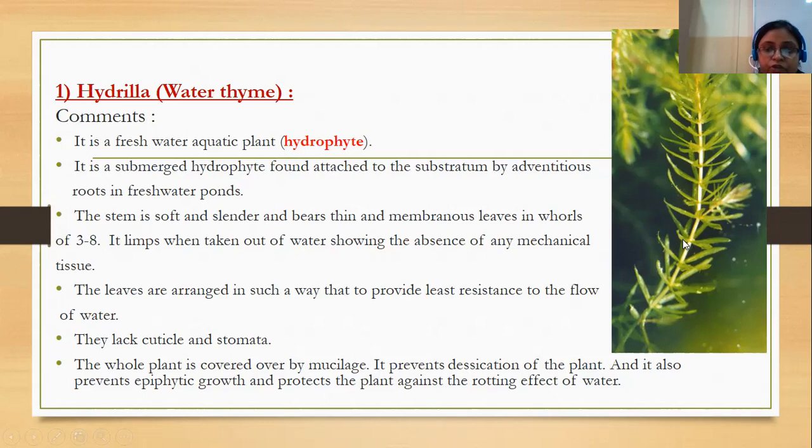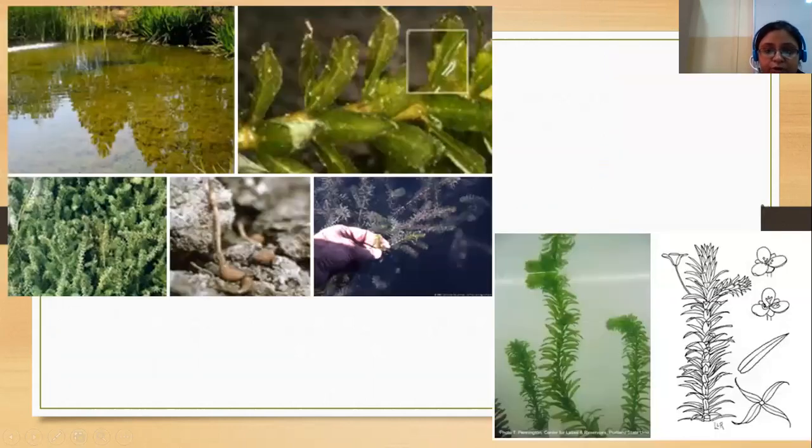See, this plant is totally under the water. So in order to prevent the rotting of this plant, the epiphytic growth of other microorganisms or fungi on this whole plant body, it is covered by means of a mucilage. When you take out this plant from the pond, you will see some kind of slipperiness on it, some kind of mucilage on it. So that is that mucilage which helps this plant in preventing the desiccation of this plant.